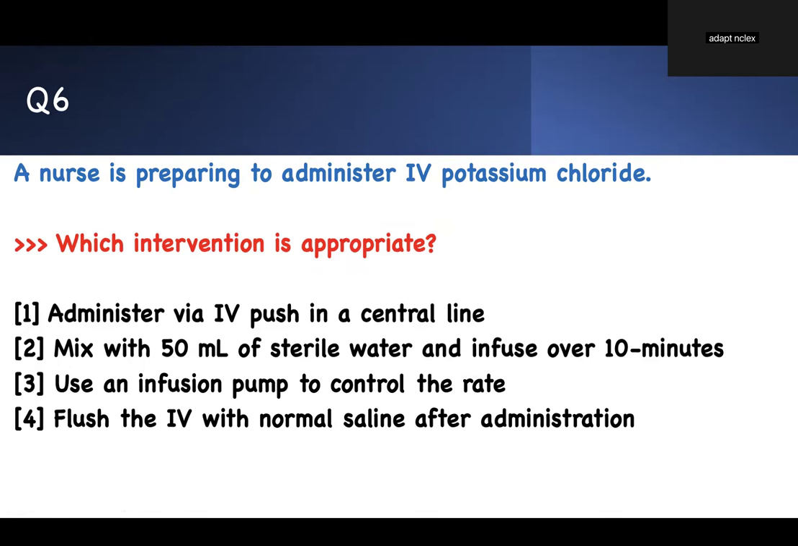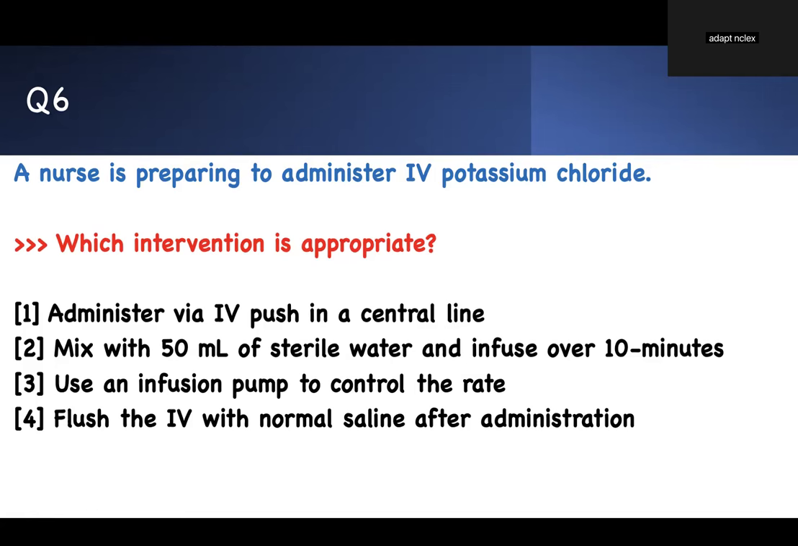Those are the answers. So administer via IV push in the central line is wrong. Mix it with 50 ml sterile water and infuse over 10 minutes. That's too fast. Use the infusion pump to control the rate. That's perfect. Flush the IV with normal saline after administration. That means it's the same thing as IV push. You give it and you flush it. It's the same. 4 and 1 are saying the same thing. Test taking strategy: we need to give it through a pump, we need to dilute it, and then no IV push. Number 3, best answer.